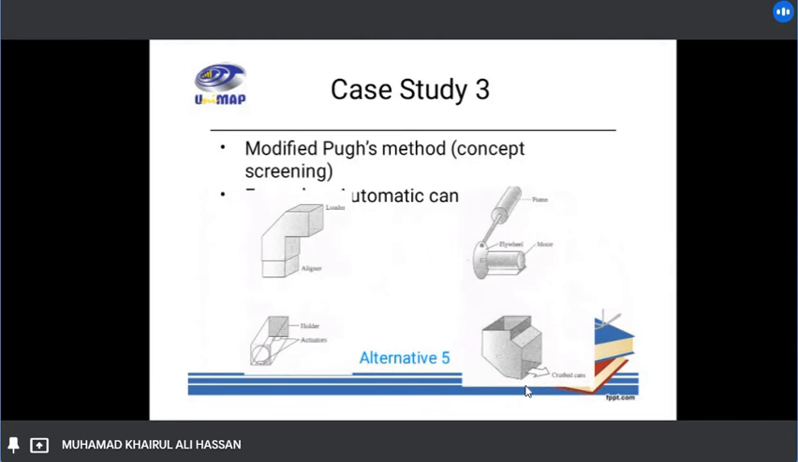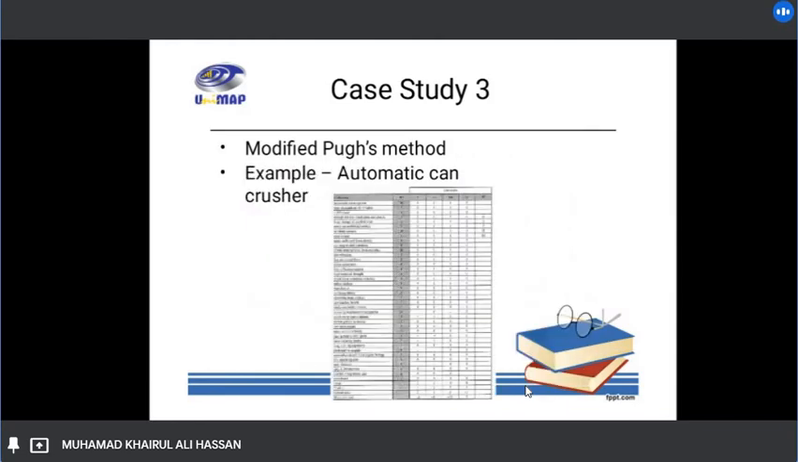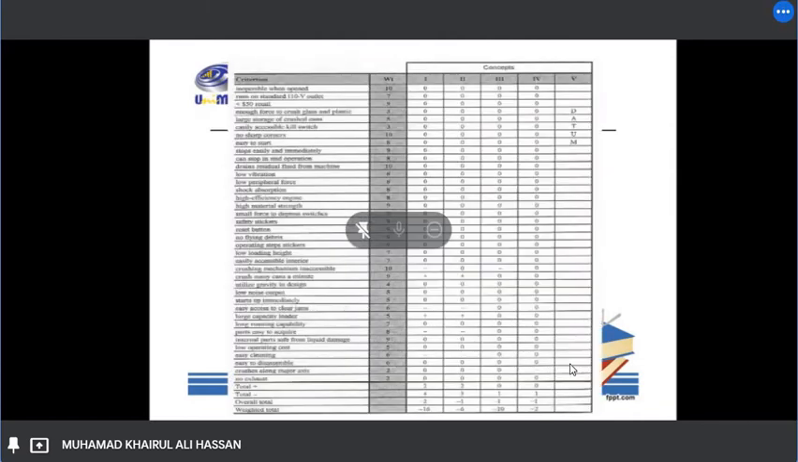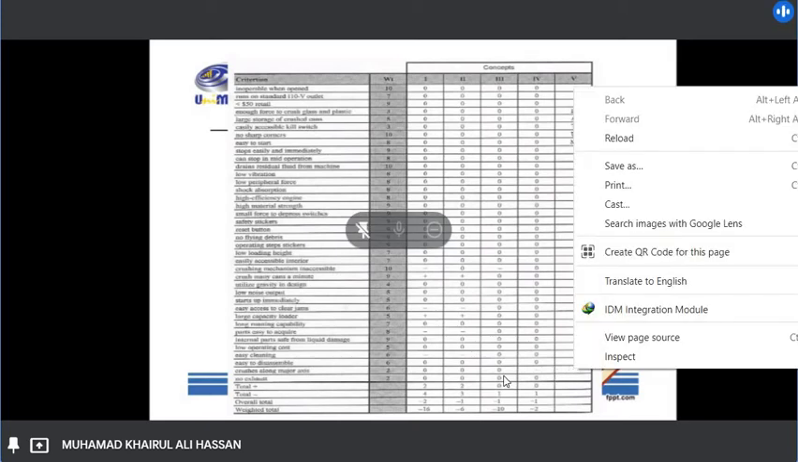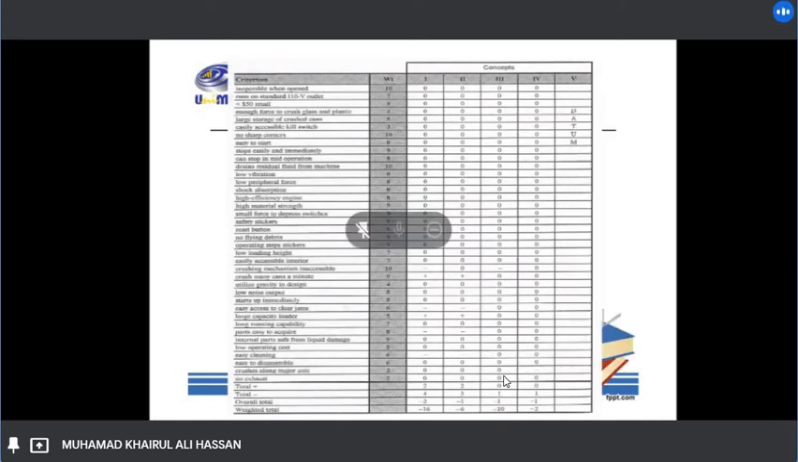Alright, no need to explain lah because you already understand how to create the concept and then how to select the best concept. Alright. So you see the criteria that they consider, and this is the weighting they put. So from there also baru kita kira weighted total tadi tu.